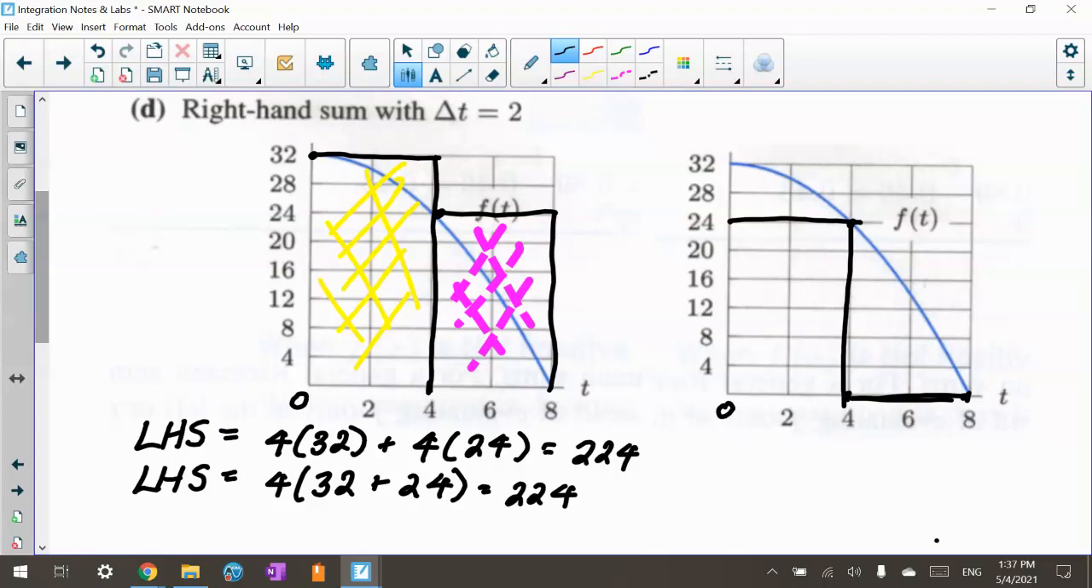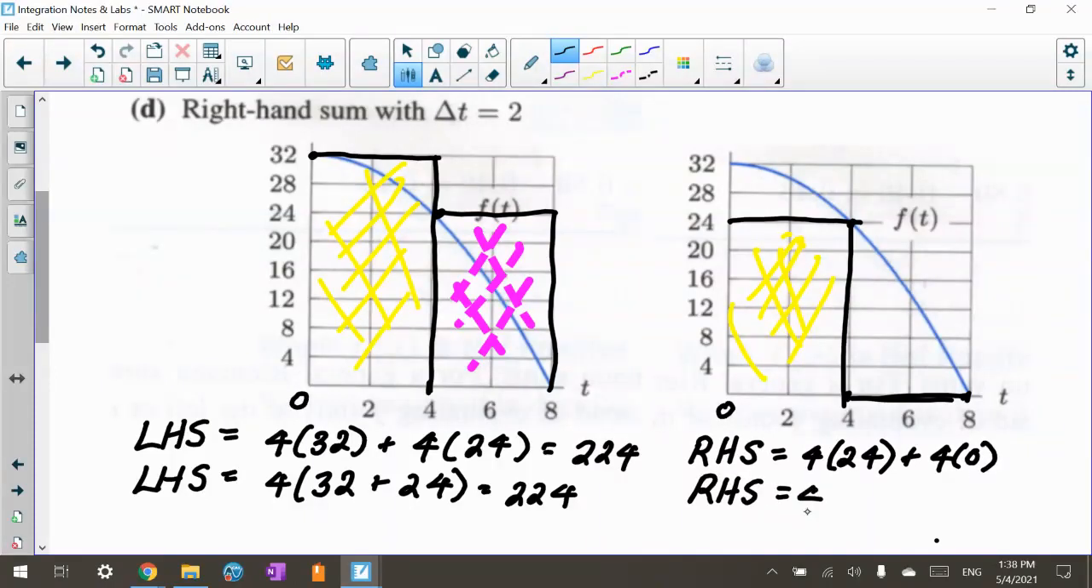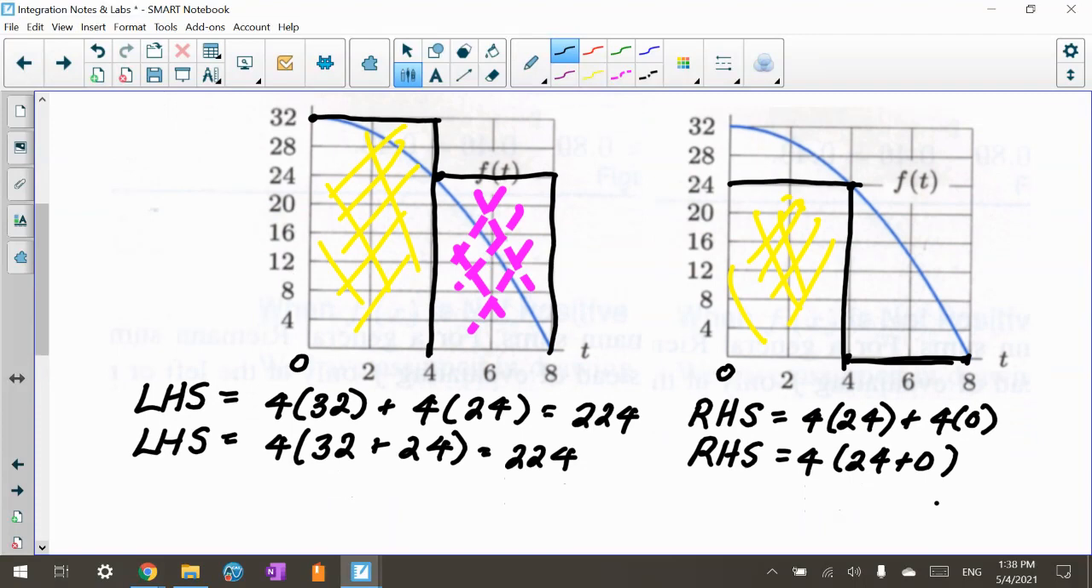So when I do the area of this one, here's the area of the first rectangle, and the second rectangle, there's no area at all. So let's do the right-hand sum. The right-hand sum is going to be 4 times 24 plus 4 times 0. Or you can say, I like writing it this way, the right-hand sum is 4 times, and then you just hit the 24 and the 0, 24 plus 0. Either way that you do this, you're going to get the right-hand sum is going to be 96.